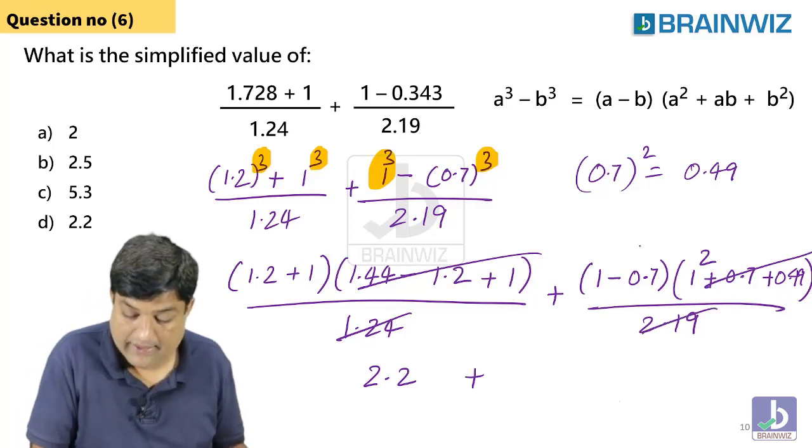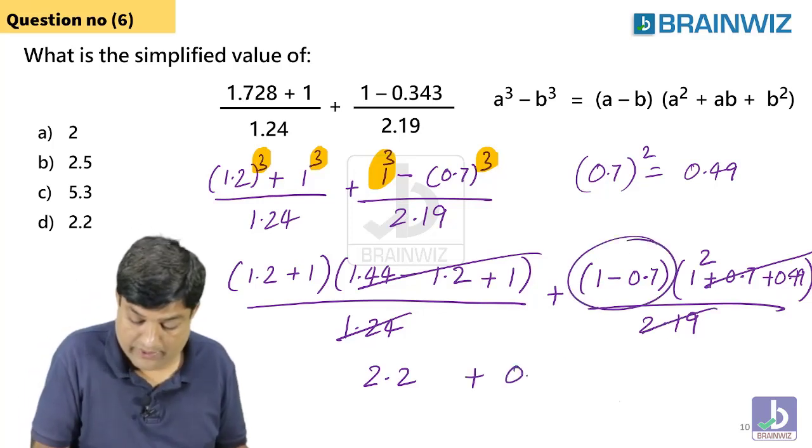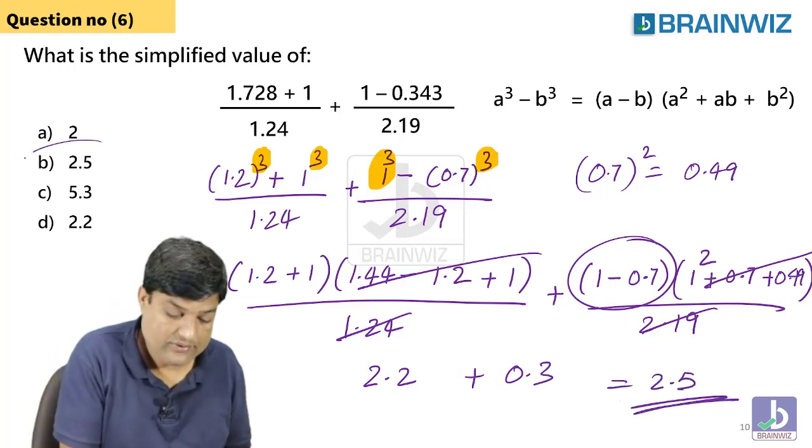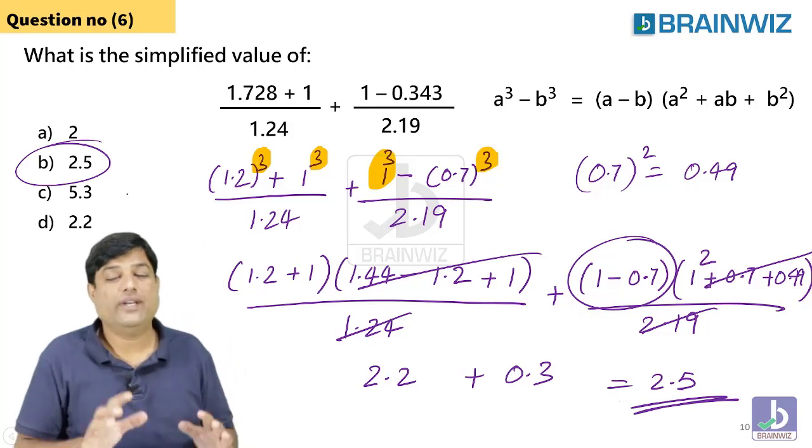2.19 gets cancelled, plus 1 minus 0.7 is 0.3. So logically, when we see, the answer is 2.5, guys. I believe this is a very easy question.